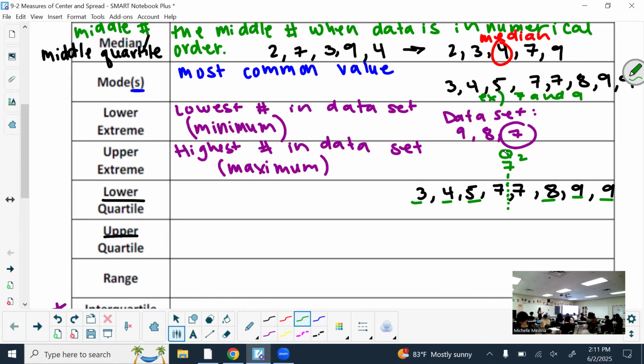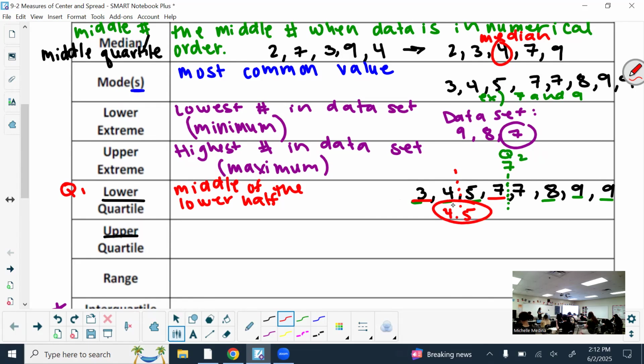When I'm finding my middle of my lower half of data, I need to never cross out the median. And now the median is in between these 2 7s. So when I am figuring out what my middle is of this lower half, I'm going to go left, right, and I have 2 numbers in the middle again. What's right in the middle of 4 and 5? So my Q1, my lower quartile, is 4.5. That's my middle of my lower half of my data.